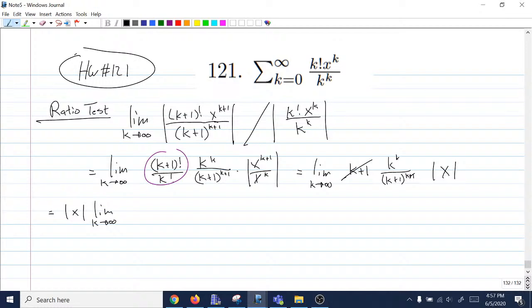Or know that the limit is finite. What do I get? I get (k over k plus 1) to the k. What is this limit? The inside is a rational function, the degree of the top equals the degree of the bottom. The thing inside there has a limit of 1. This is like a 1 to the infinity case.